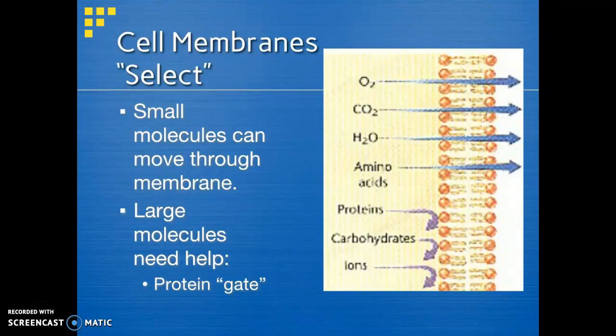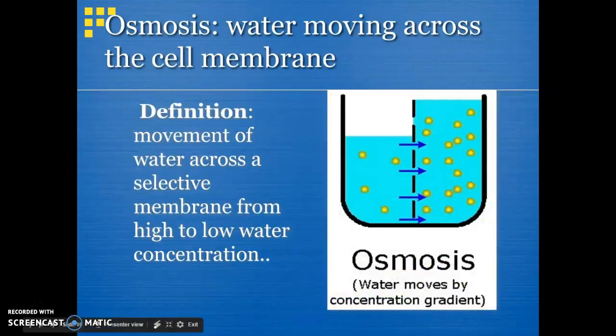We're going to spend some time looking specifically at water. Water moving across the membrane from high concentration to low concentration is called osmosis. It gets its own special word because cells have a lot of water and it is very essential for survival. So water moving across the membrane is given a special word called osmosis.